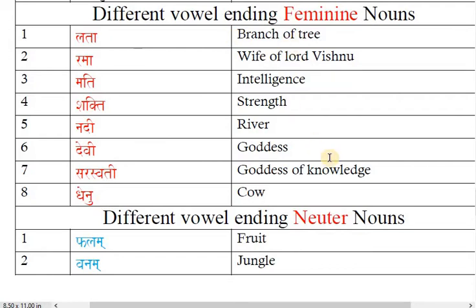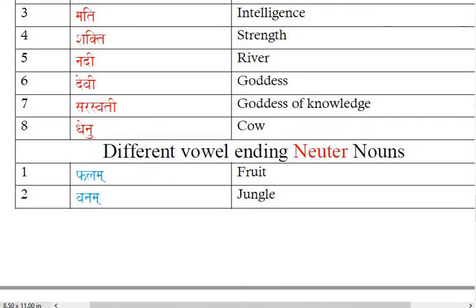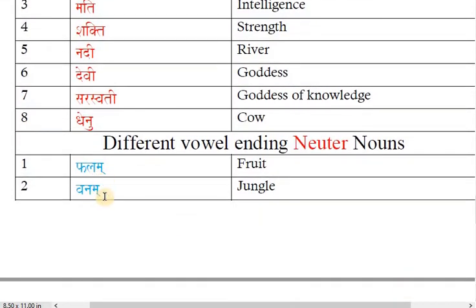Alright. Now last, different vowel ending neuter nouns. Right? Now here you read Phalam and Vanam. Basically the root word is Phala and Vana, so ending with A. Phalam means fruit, Vanam means forest. They are neuter. Phalam and Vanam both are neuter words. Right?